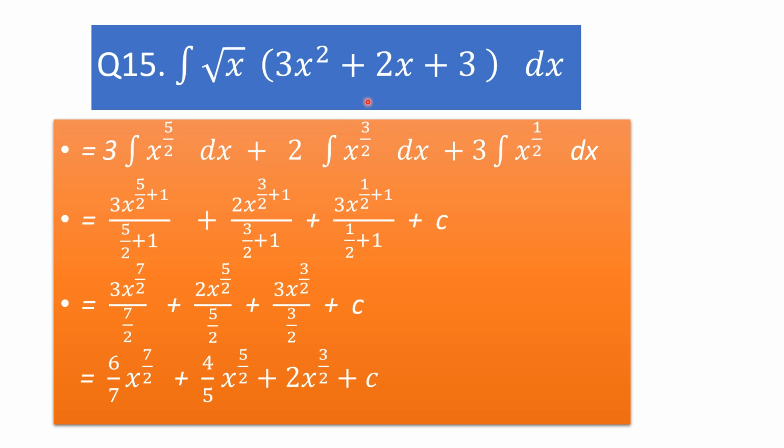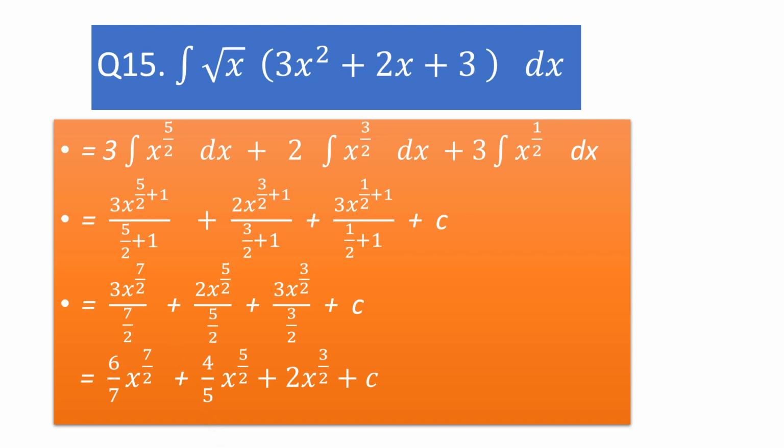Plus 2 as it is copied from here. Now this is x power 1 and this is x power 1 upon 2. So you will get x power 3 upon 2 dx plus 3 under integration of x power 1 upon 2, because this under root of x will get multiplied by this 3. Okay, I hope I have made it very clear.